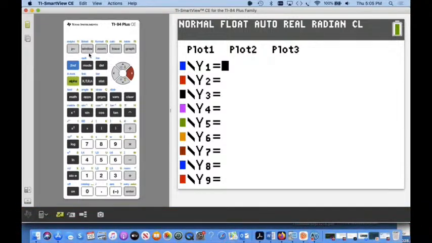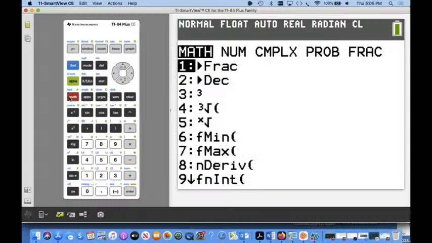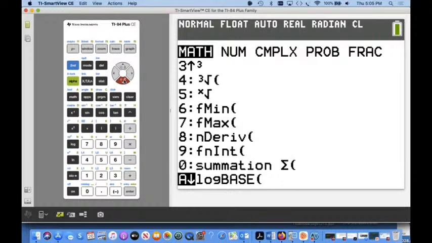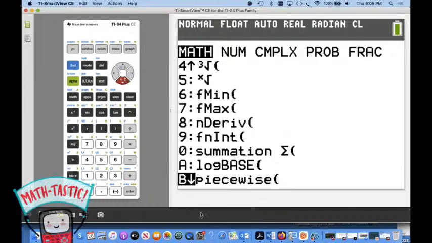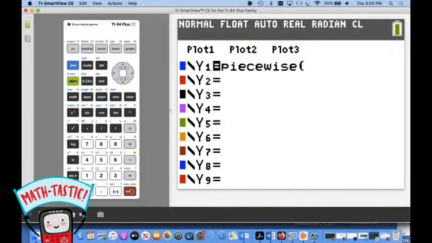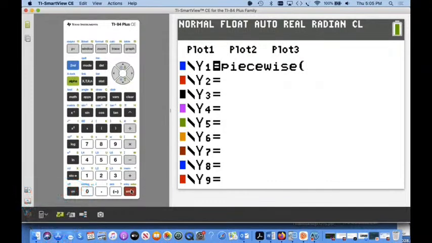So I'm in the y equals menu. And I'm going to go to the math menu. And I'm going to scroll down. This is pretty far down there, but we'll keep going, clear off past 9. See summation, log base. Yeah, there we go, piecewise. And I'm going to enter that. And let's see.